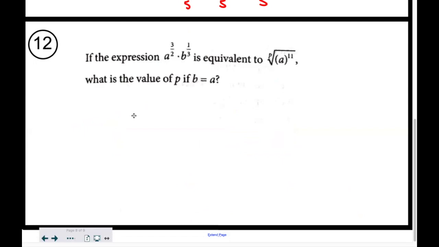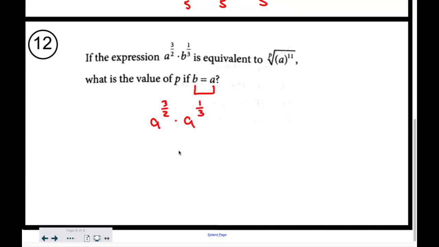So we want to simplify this, but they also tell us that b equals a. So that means I can either make a b or make b a. Well, I want to make sure that I still have an a in my problem because they want me to have an a over here. So I'm going to replace this b with a. So I have a to the 3 over 2 times a to the 1 over 3.